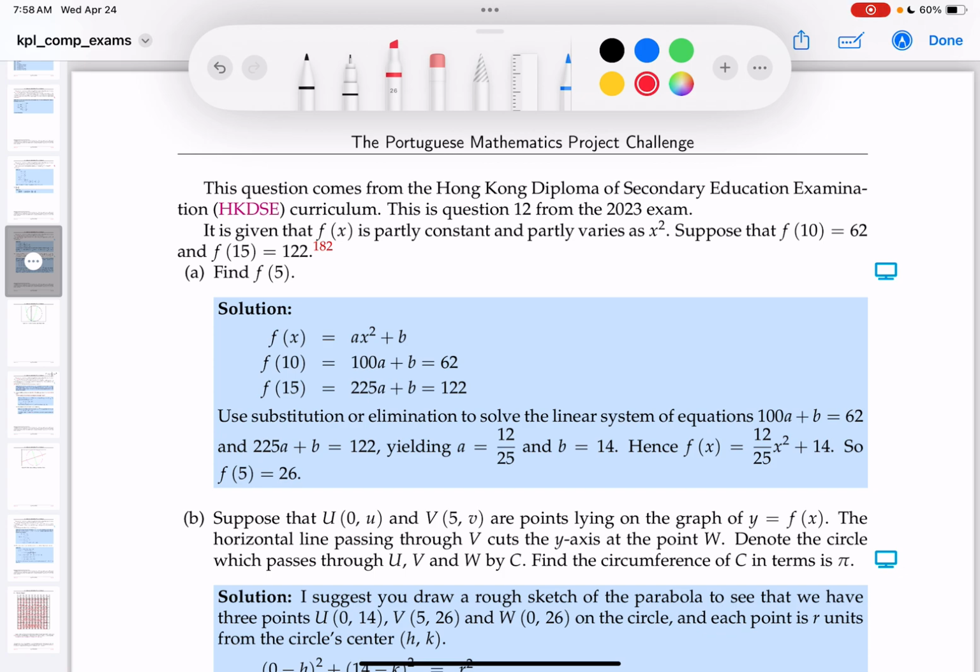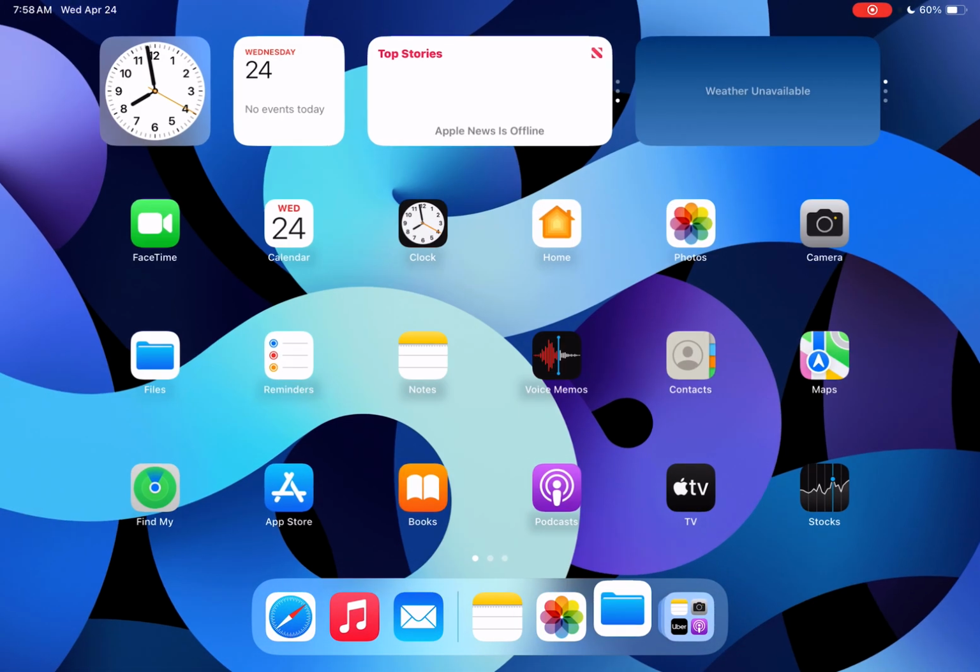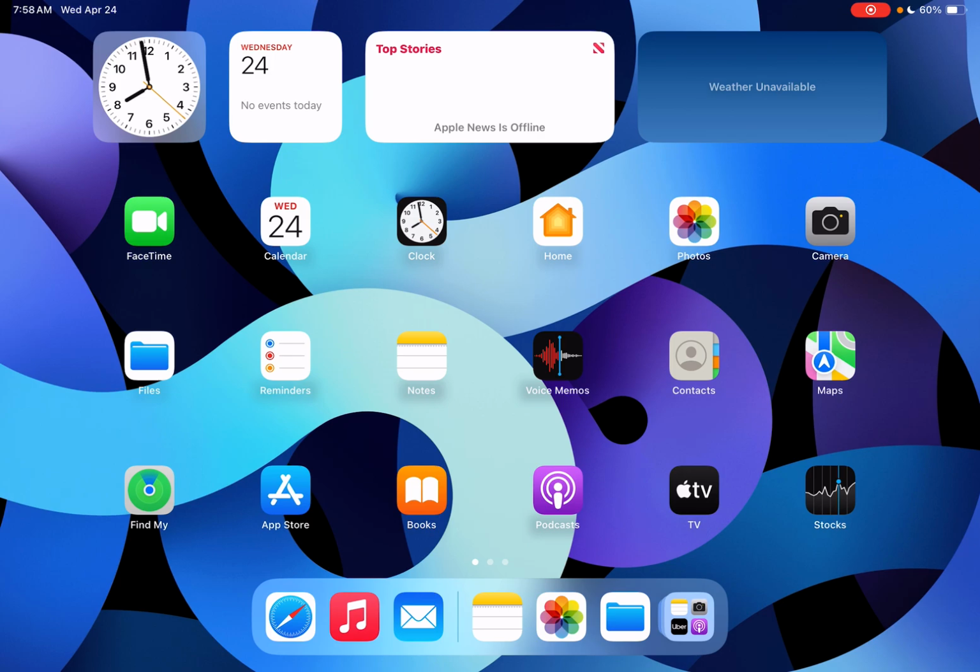But then it says, you're given f of x is partly constant and partly varies as x squared. Suppose that f of 10 is 62, f of 15 is 122, find f of 5. So I'll go to the whiteboard, and I want to do that one first. I'm going to write down what they said. And certainly writing down what they said is probably the biggest struggle people have, by the way. But anyway, let's write this down.